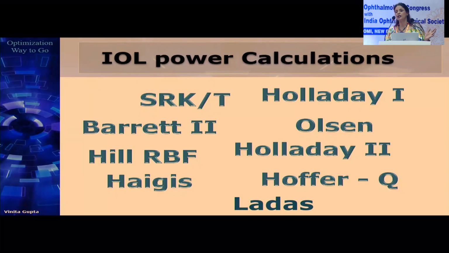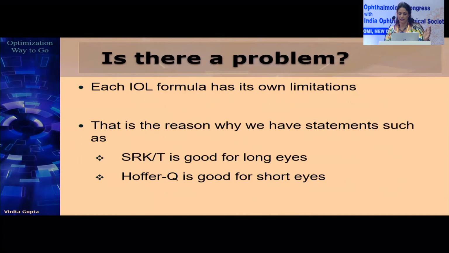Okay. So I'll be talking about optimization of your own results for every cataract patient whom you are going to operate upon. That's the way to go. That's my take, and that's what I'll propagate. We have an armamentarium of IOL formulas with us. Still, we land up with refractive surprises. So why is it? Is there a problem with the formulas?